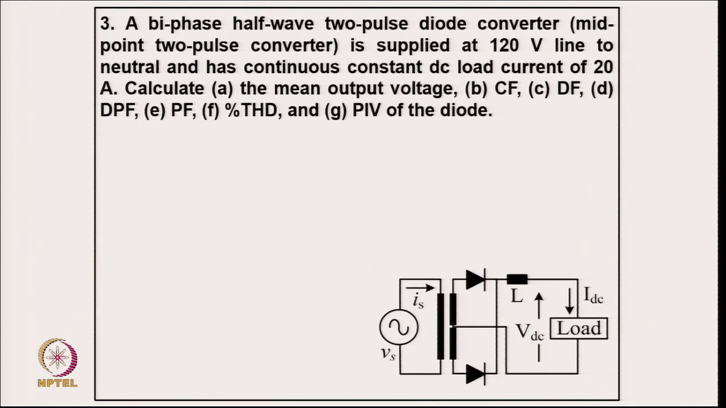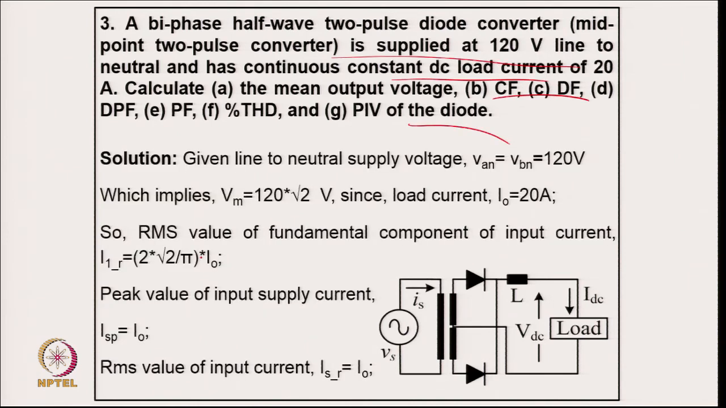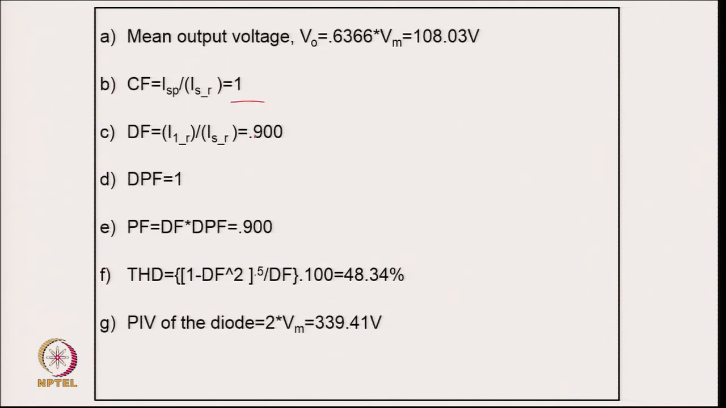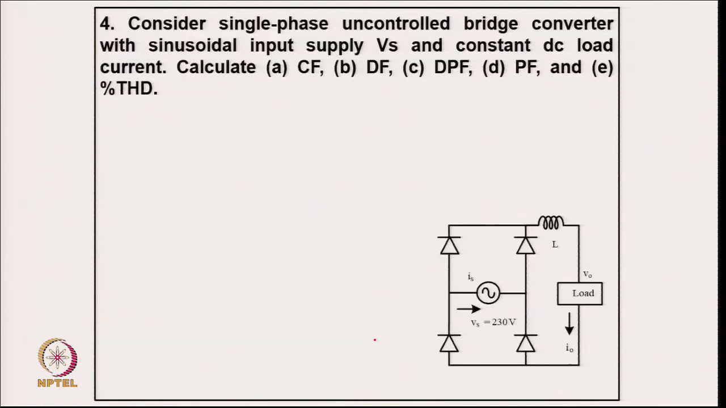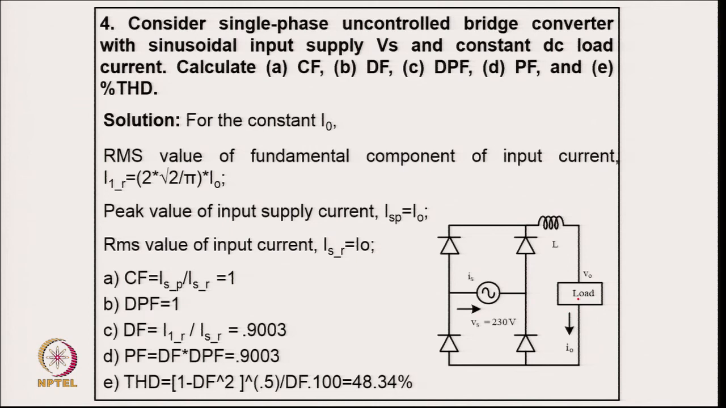Coming to the third example, a biphase diode bridge rectifier with 2-phase DC current, with this data also you can do the calculation. The crest factor comes to 1 because of the square wave current, the distortion factor is 0.9, the displacement factor is 1, the power factor is 0.9, and the THD is 48%. Now coming to this bridge configuration, with the data given here, typically the crest factor is 1 because of the square wave current, the distortion factor is typically 0.9, the power factor is 0.9, and the THD, because of the square wave, is 48.34.